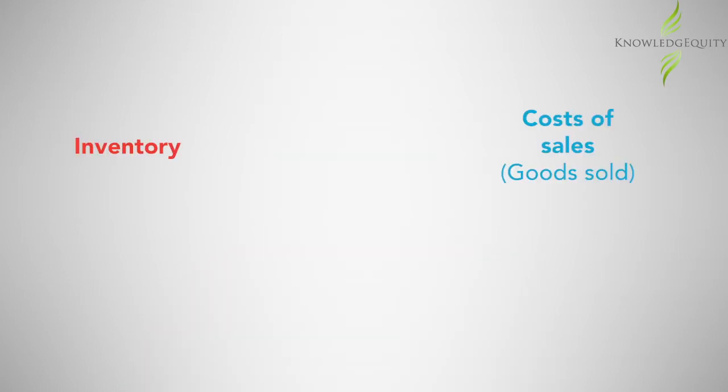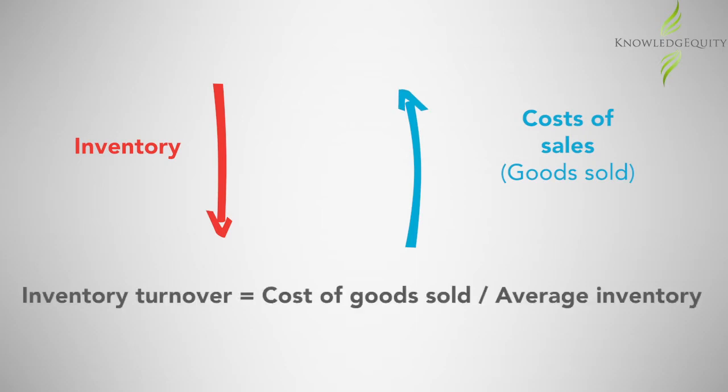Let's now look at the inventory turnover ratio, an analytical procedure that assesses the relationship between cost of goods sold and inventory. Inventory would normally be reduced and cost of goods sold increased whenever a sales transaction occurs. The formula is as below. Inventory turnover is equal to cost of goods sold divided by average inventory. So how can this ratio be used to highlight fraudulent activity?